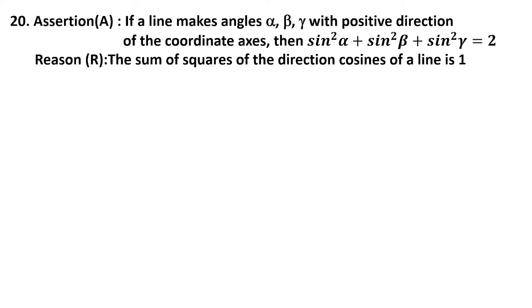Let us move to question number 20. If a line makes angles alpha, beta, gamma with the positive direction of the coordinate axes, then sine square alpha plus sine square beta plus sine square gamma is equal to 2. Reason is true: the sum of the squares of the direction cosines of a line is 1. This L square plus M square plus N square is equal to 1 is true. We have to check whether the assertion is true.